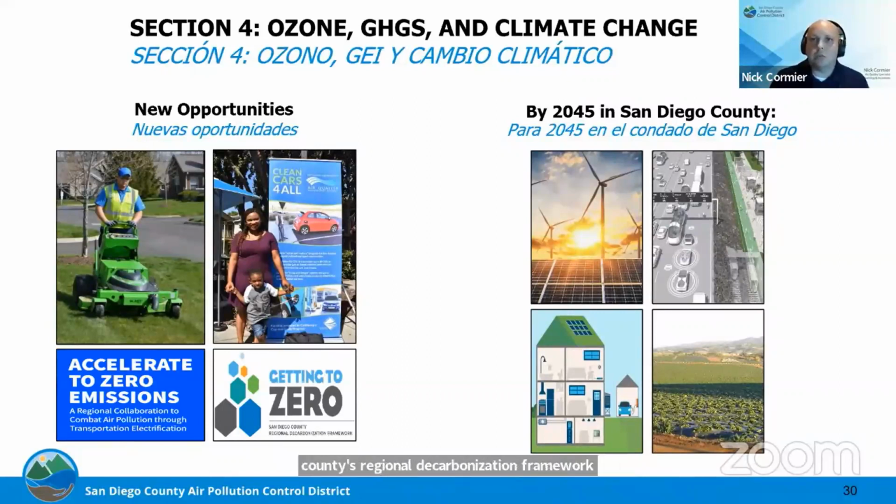These new opportunities will support a region that will be transformed by 2045 to have a local economy powered by clean, renewable electricity, a transportation sector led by ZEVs and active transportation options, carbon-free buildings that are infill to avoid suburban sprawl and located near transit, and natural lands that are preserved as carbon sinks. Combined, these efforts will further reduce emissions to tackle our region's ozone and climate change challenges at the same time. Next slide, please.